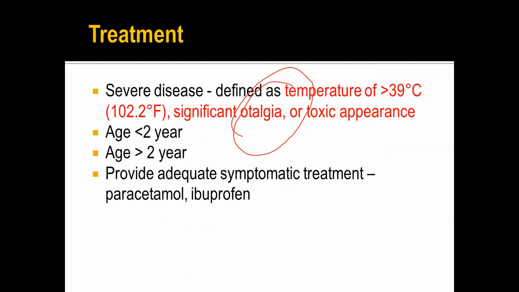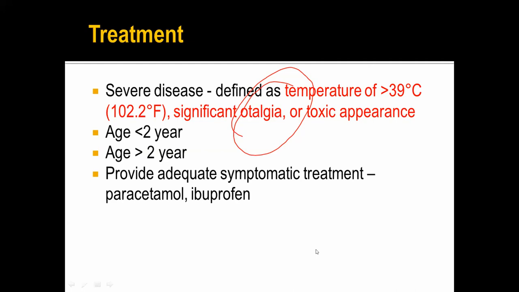For treatment purposes, we need to know certain definitions. Especially, we need to know what a severe disease is. It is defined as a temperature of more than 39 degrees Celsius, or 102.2 Fahrenheit, associated with significant otalgia or toxic appearance. Based on age, less than 2 years is one category and more than 2 years is another category. For treatment, we should first provide symptomatic treatment, which includes paracetamol and ibuprofen.